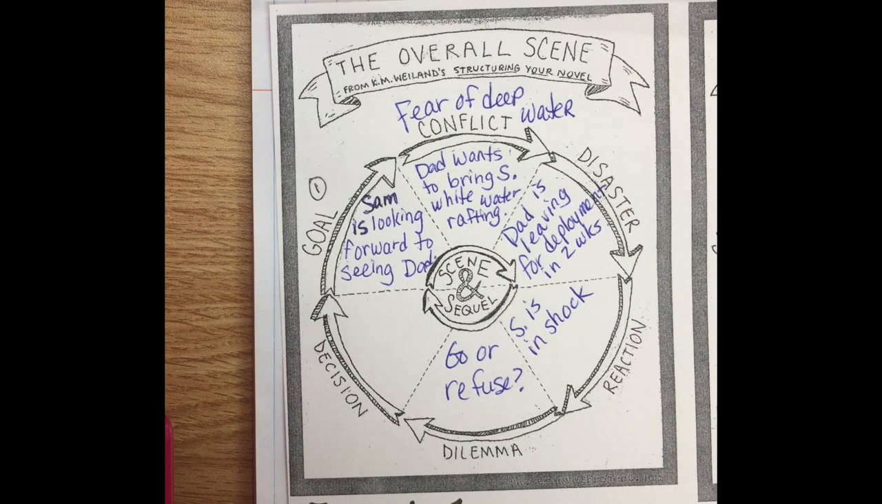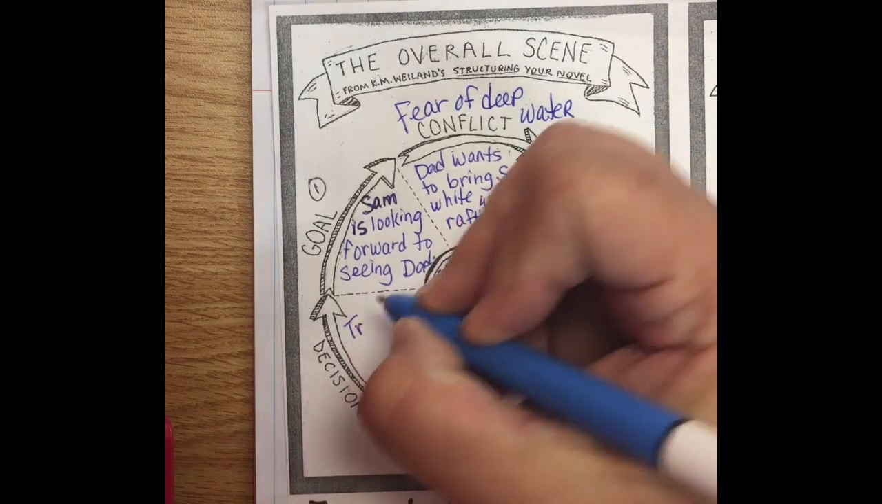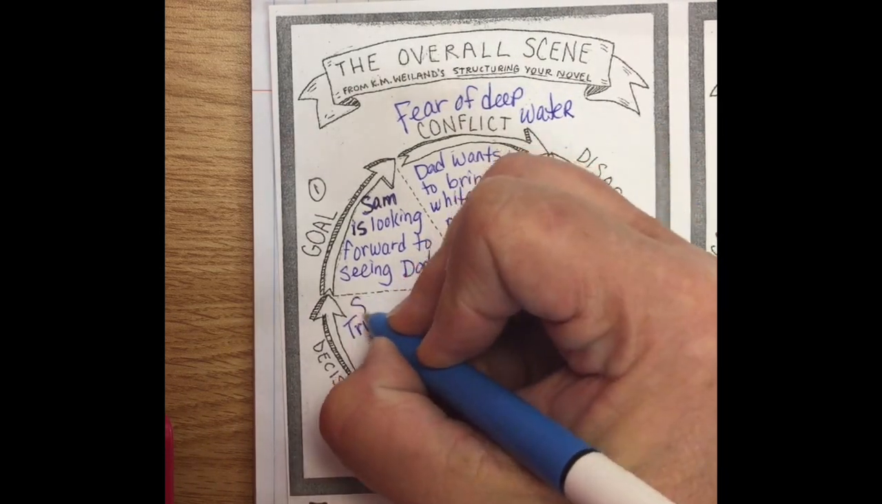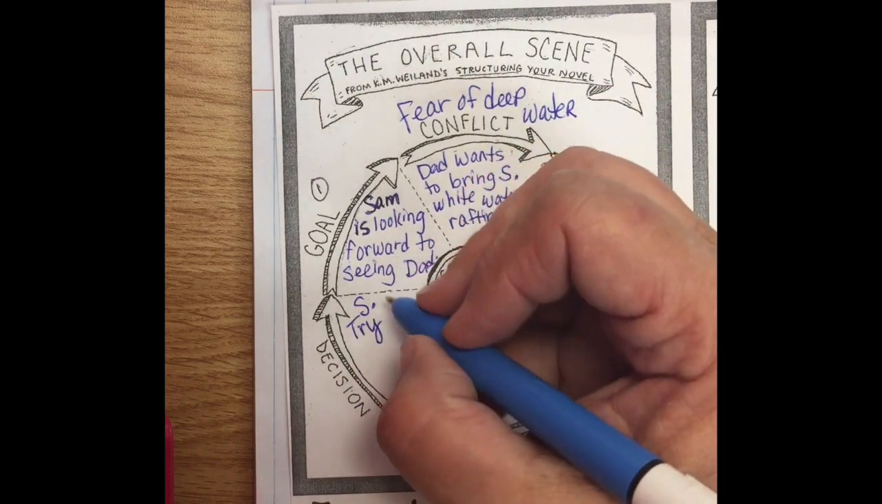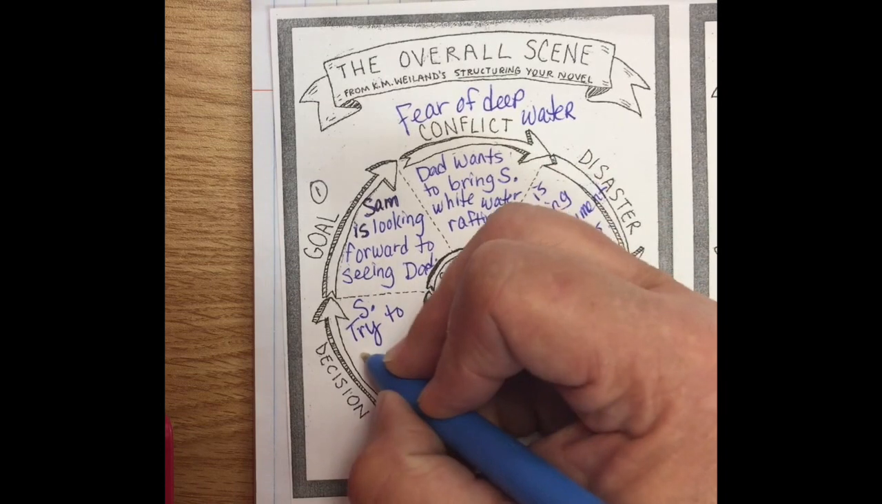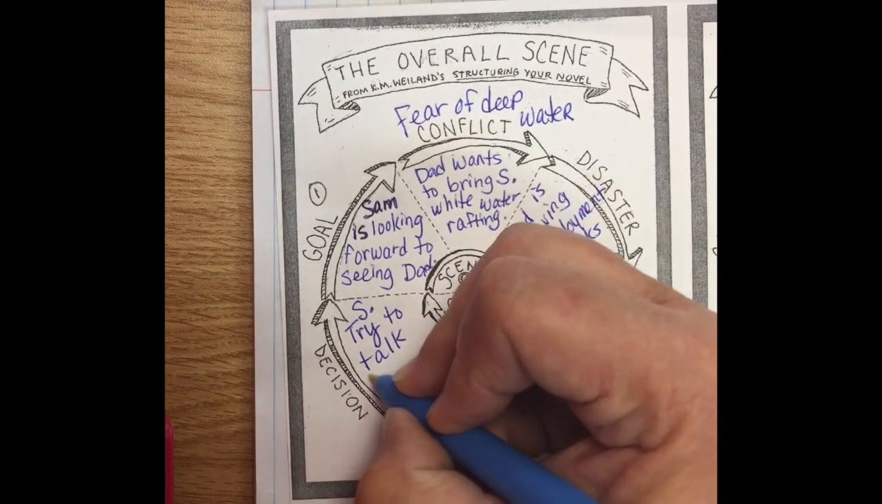Okay, remember, he has a really strong fear of this water, and he has a good reason to. But, at the same time, he really wants to honor his dad. So what he decides to do is try to talk his dad out of it. So that's his decision. Sam is going to try to talk Dad out of going.